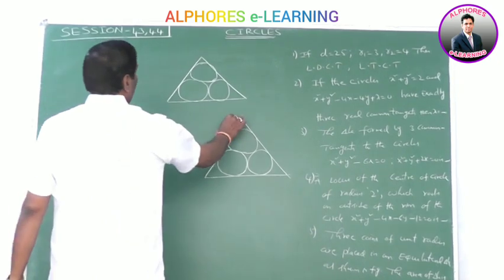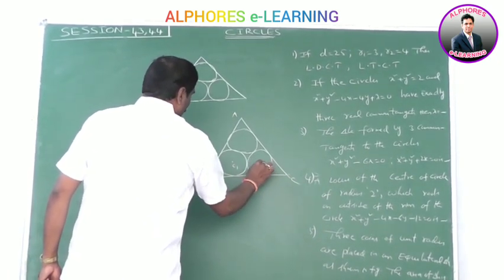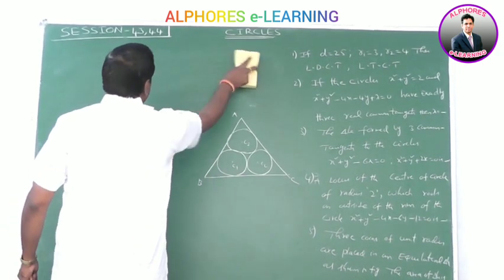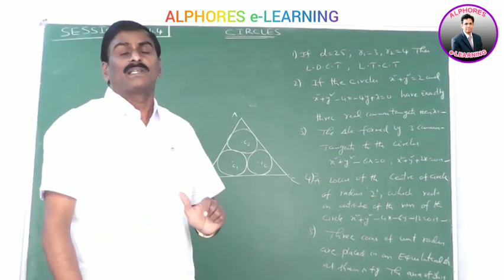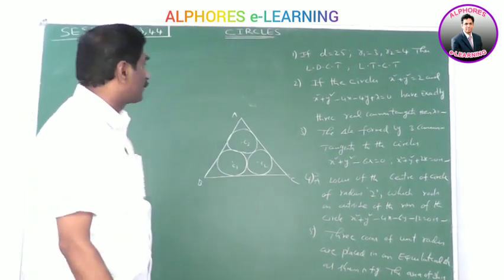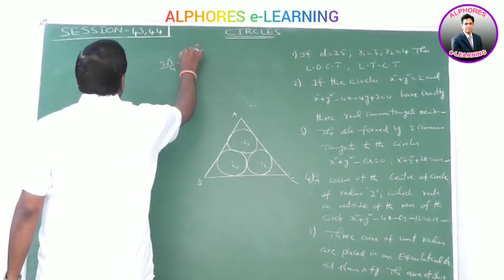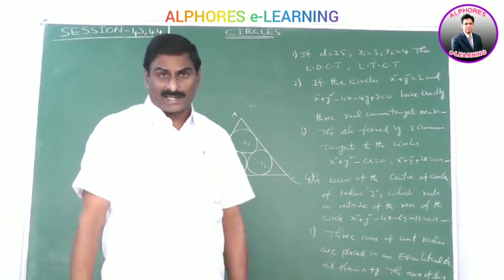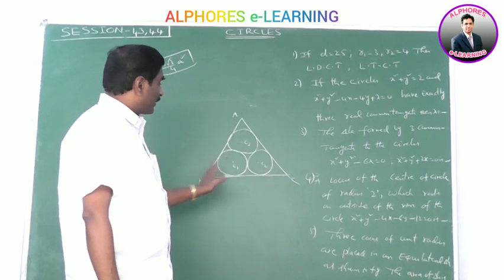Say this is the equilateral triangle ABC. The centers of the circles are C1, C2, C3. Suppose the side of the equilateral triangle is A units. Then the area is 3 root 3 by 4 into A square. It is the area of an equilateral triangle. So first we find the side of the equilateral triangle. All the sides in an equilateral triangle are equal, so we find any of AB, BC or CA.